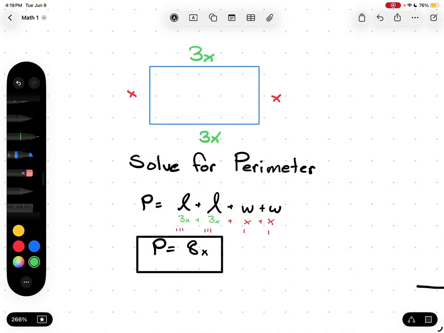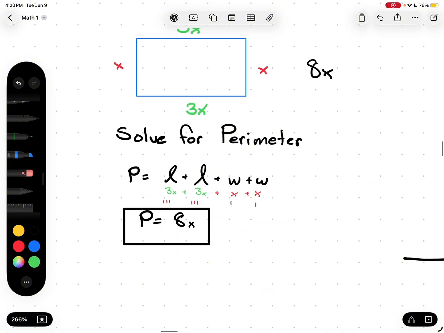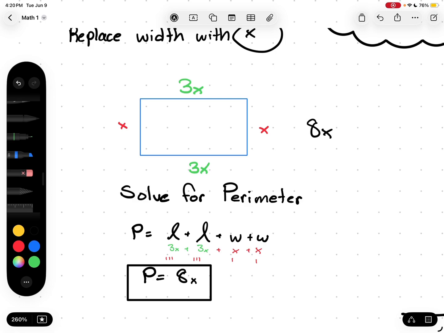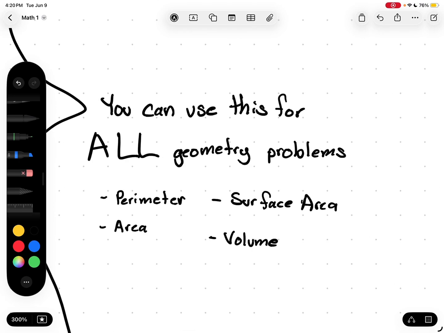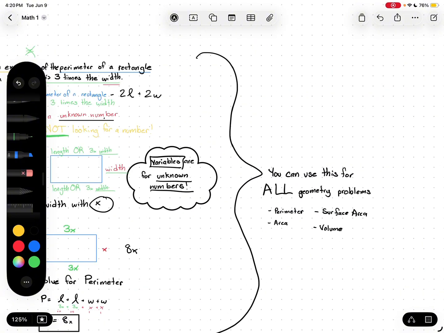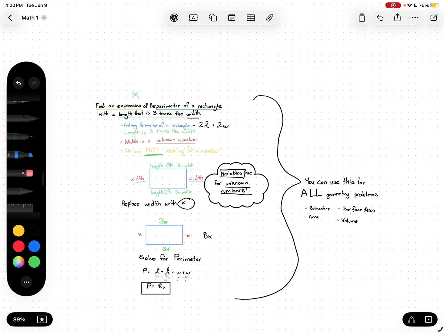So the expression that we have for this is equal to 8x, which means that, let's say x is 2, that means the perimeter is 16. If x is 4, the perimeter is 32. It's going to change depending on what the width actually is, but that's something we don't know, so that's why we use x. And you can use this process for all geometry style problems. You can use this for perimeter, you can use this for area, you can use this for surface area, you can use this for volume. You can use this for a multitude number of problems if you don't know something but you're given other information.